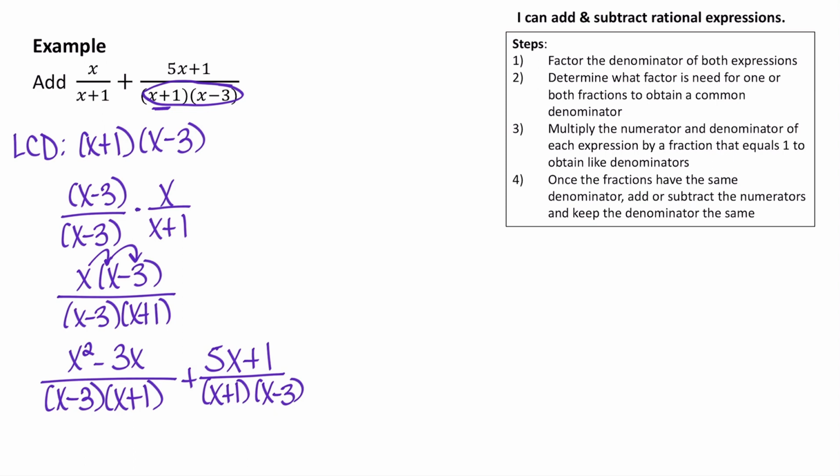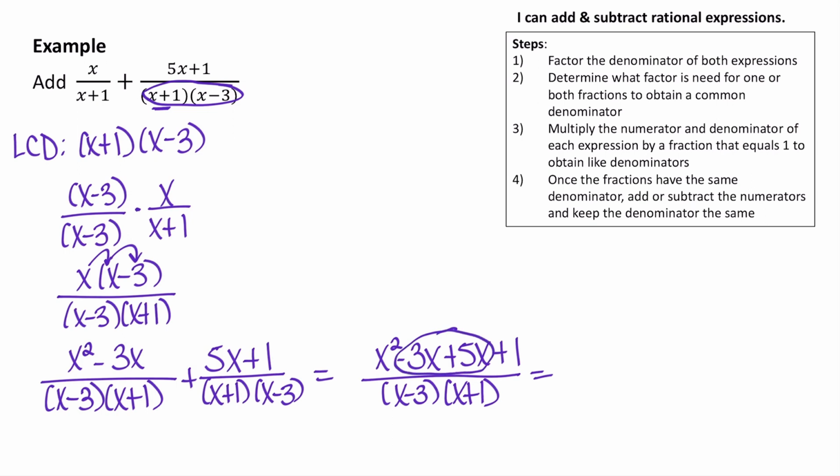And when we do that, we're going to combine the numerators. So we have x squared minus 3x plus 5x plus 1 over x minus 3 times x plus 1. And so we're going to combine the like terms that we have. Notice that minus 3x and plus 5x are like terms. So that gives us x squared plus 2x plus 1 over x minus 3 times x plus 1.